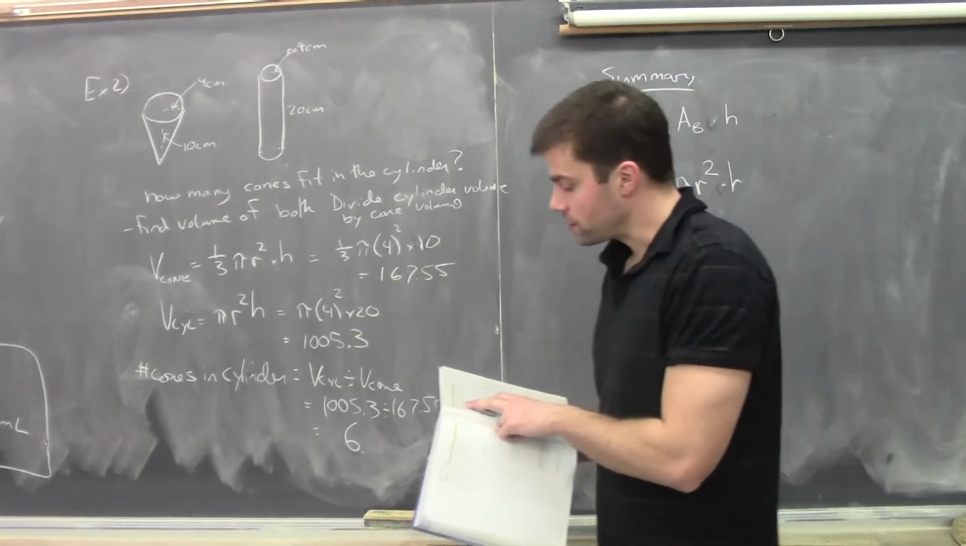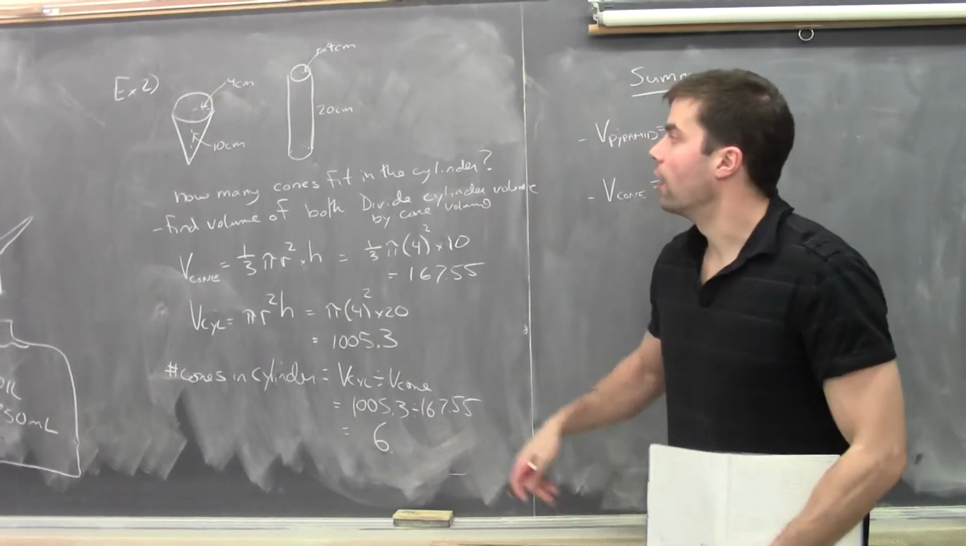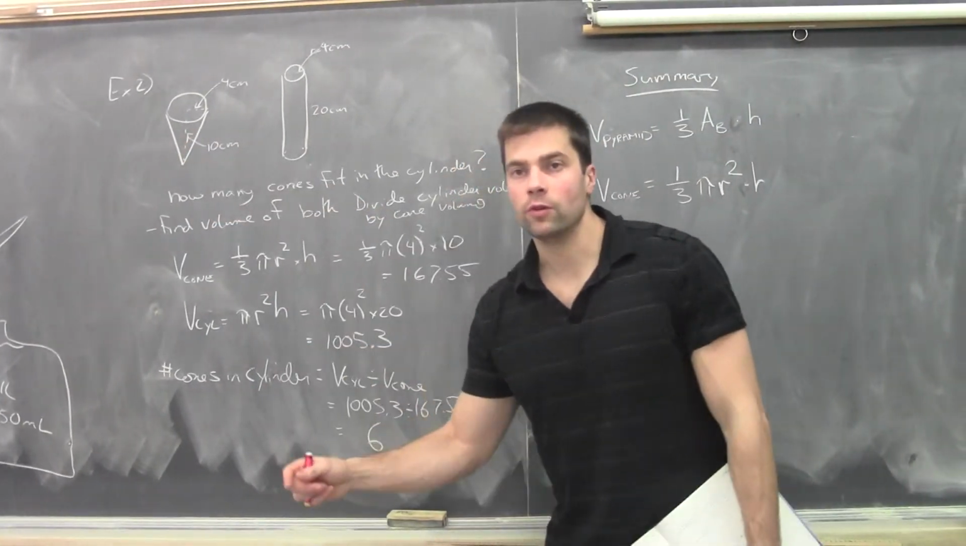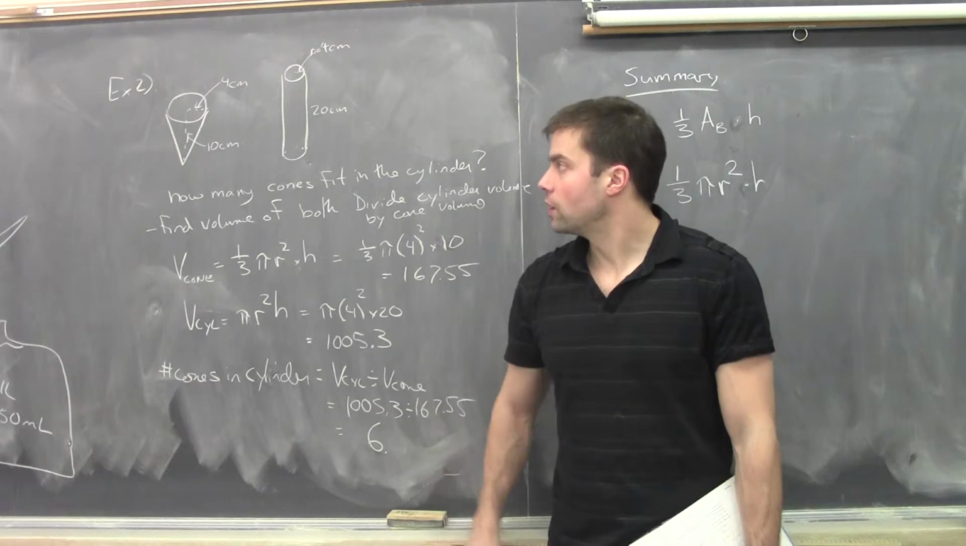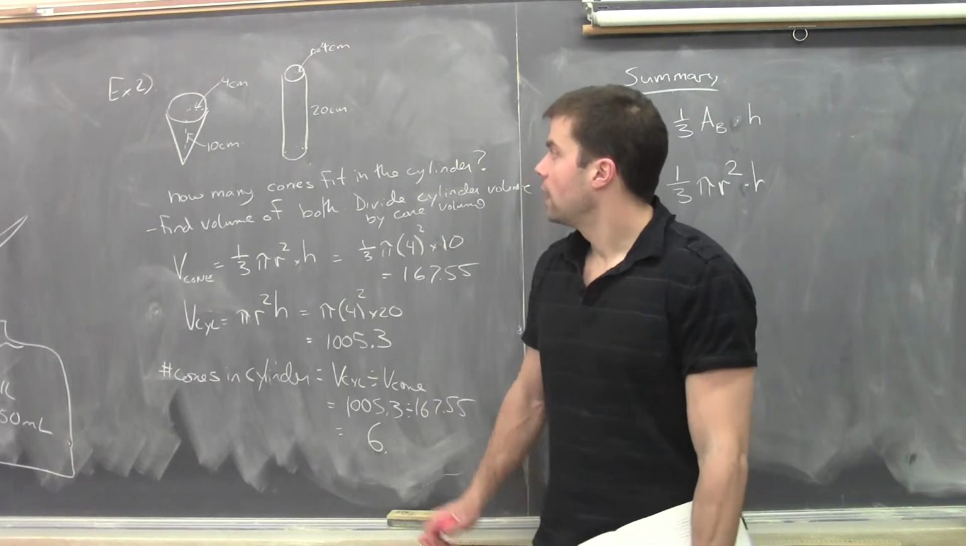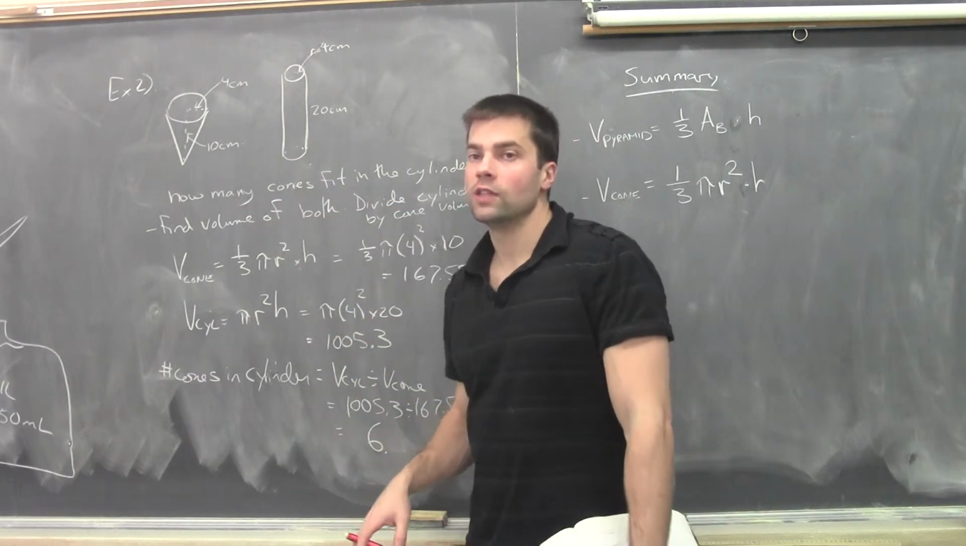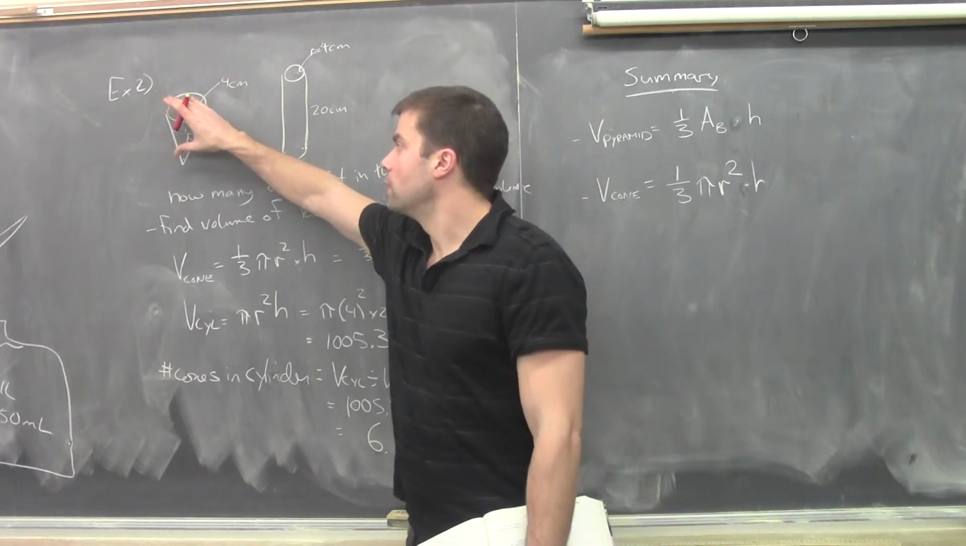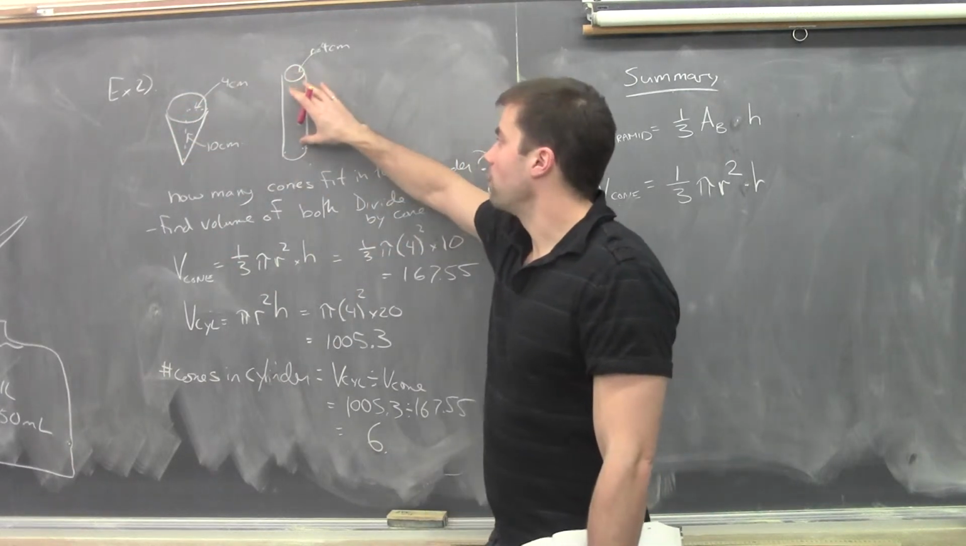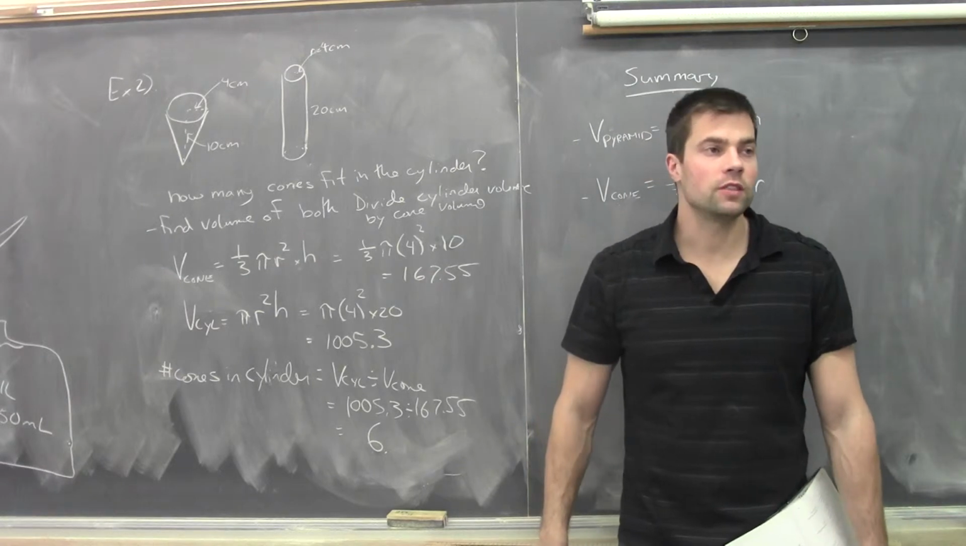All right? Example number 2. So in this case, it tells us that we have a conical paper cup. So this is like those paper cups you get at one of those water bottles in an office. And then we have a cylinder here. So it's asking how many of these paper cups, or how much volume can we put into the cylinder. So it's pretty much the same problem.